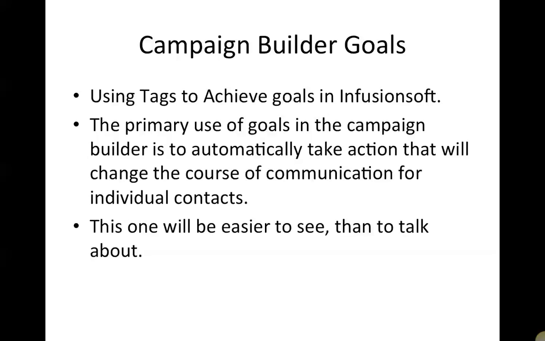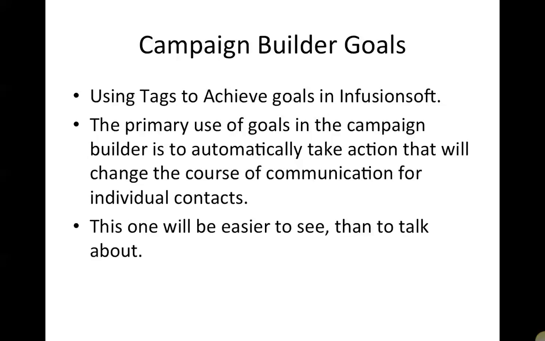And so one way to achieve a goal in a campaign, one way to change the conversation, is through tags. So that's the third use for tags in Infusionsoft, is to accomplish goals in a sequence in the campaign builder. So one way that you might do that is, let's say you've got an event and you don't have any integration to tell Infusionsoft that people actually attended the event. But you want to send one message out to people who attended the event and a different message out to people who didn't attend the event.